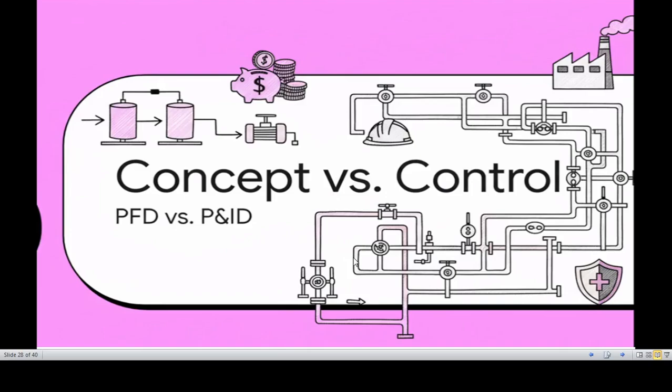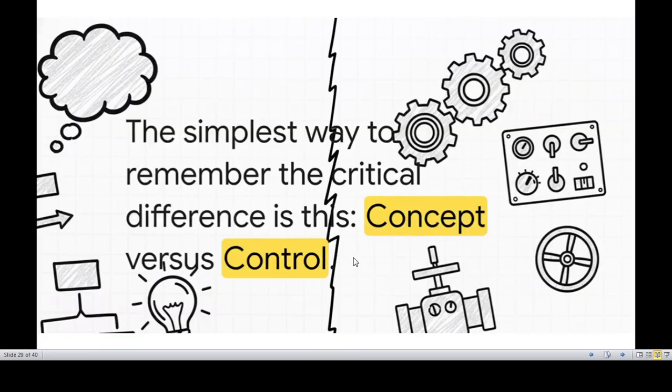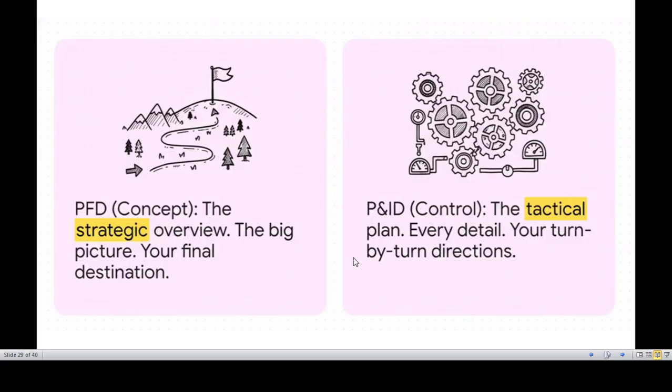So what is the difference between PFD and P&ID? It's a matter of concept versus control. The simplest way to remember the critical difference is this: concept versus control. PFD is the concept of the design, it's the start of the design, it's the summary of the design you created. The P&ID is the control of everything in this plant.